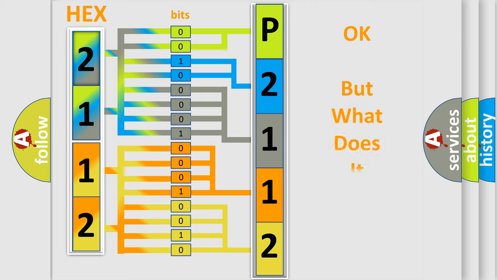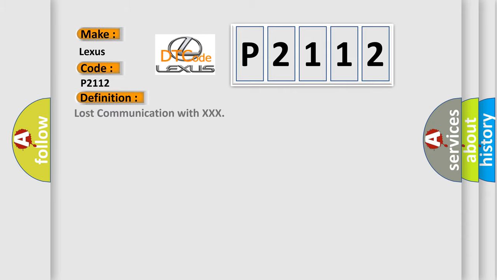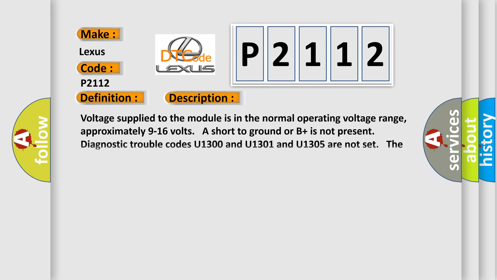The number itself does not make sense to us if we cannot assign information to what it actually expresses. So, what does the diagnostic trouble code P2112 interpret specifically for Lexus cars? The basic definition is lost communication with XXX. And now this is a short description of this DTC code.